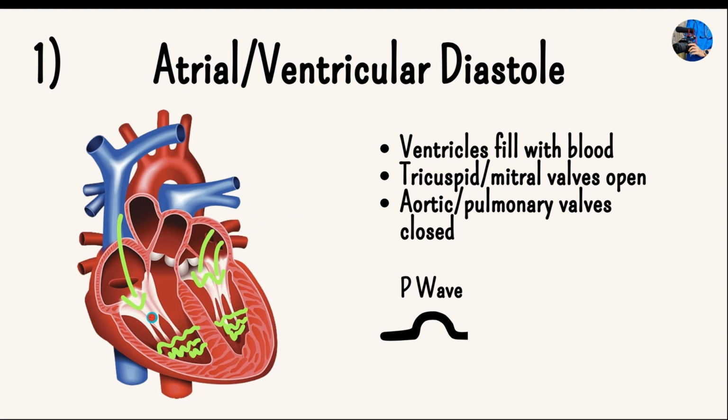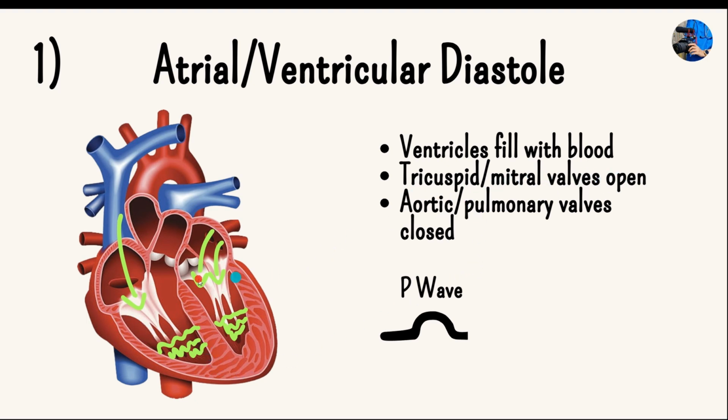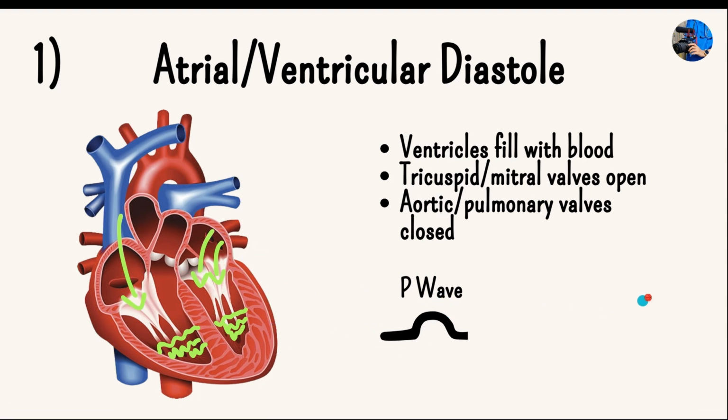Now, for that blood to come in through into the ventricles, we need our tricuspid and mitral valves open. So your tricuspid valve is this one here between the right atria and ventricle, and your mitral valve is the one between your left atria and ventricle. And at the moment, there's not much use for the aortic and pulmonary valves, so they are going to remain closed for us, but we'll keep them in mind because they're going to become important later on. So while we're getting the P wave sorted, this is what's actually happening in the heart.